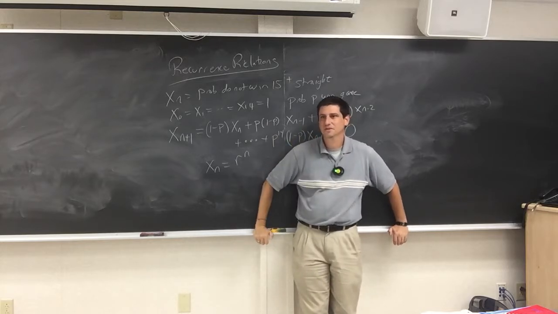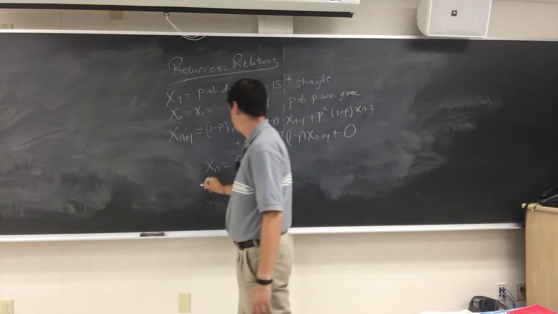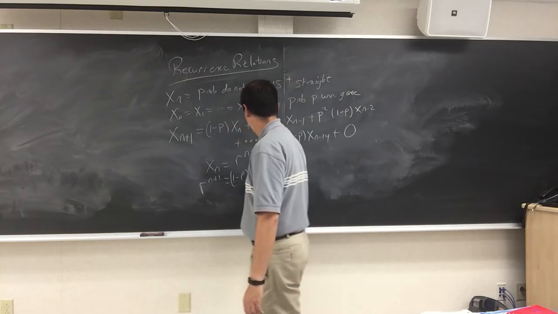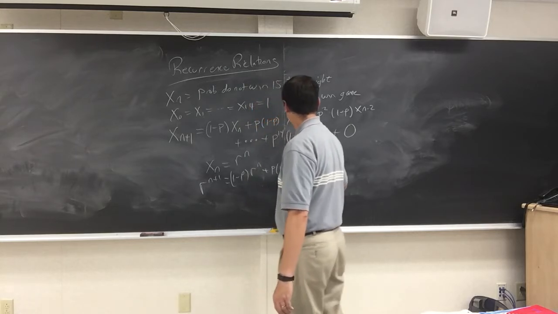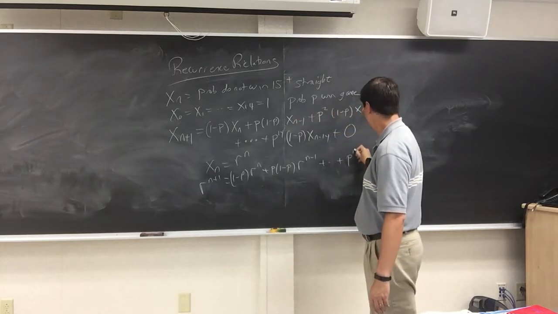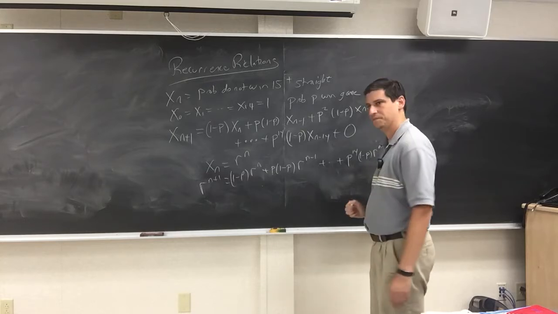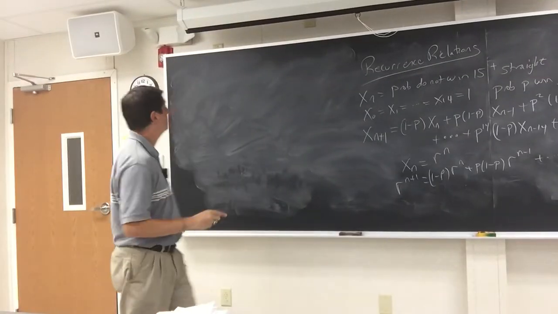Wait, what are you calling a polynomial? Well, if you guess x sub n equals r to the n, you'll get r to the n plus 1 equals 1 minus p times r to the n, plus p times 1 minus p times r to the n minus 1, and so on, plus p to the 14 times 1 minus p times r to the n minus 14, equals 0. So let me just show how you would do this for the Fibonacci numbers.